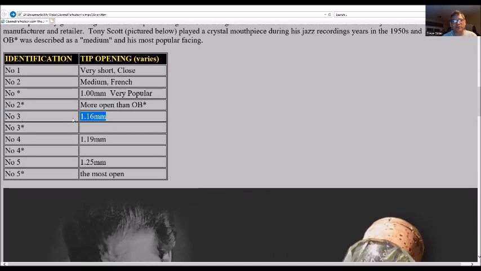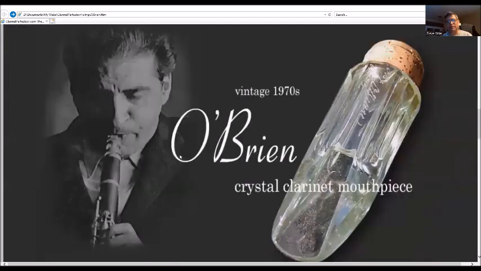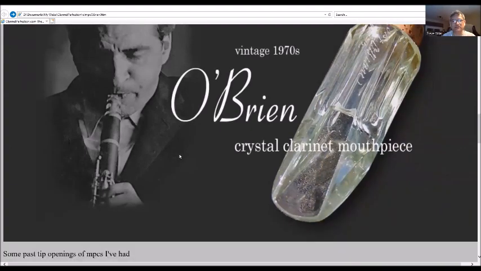Number three at 1.16 millimeters. Number four is 1.19, so I assume three stars in between that. Number five is 1.25 millimeters, and the five star is the most open one. Now, this is Tony Scott in an advertisement showing vintage 1970s O'Brien Crystal clarinet mouthpieces.